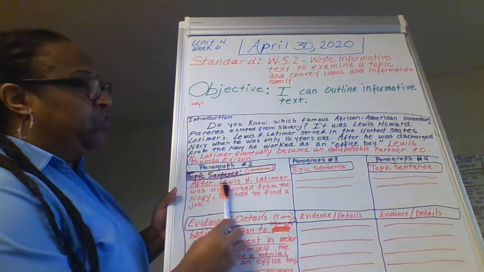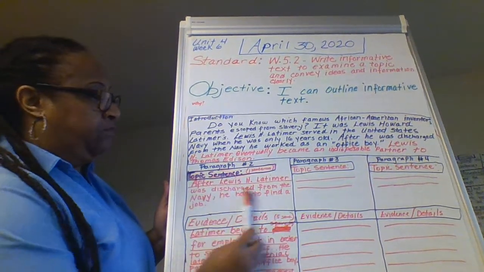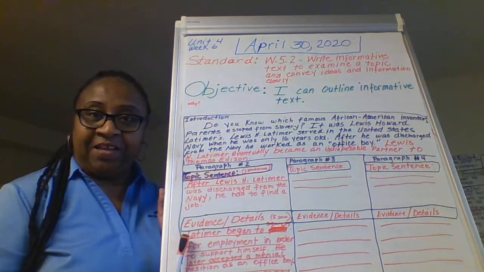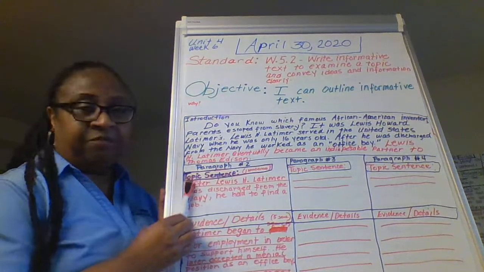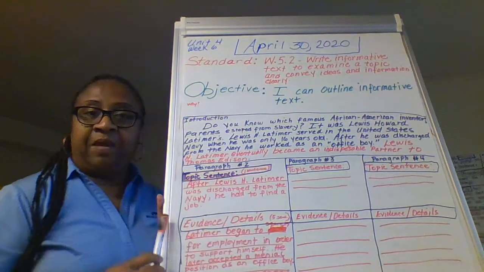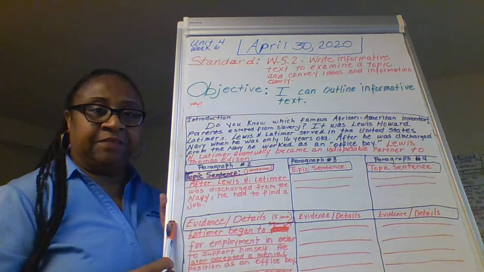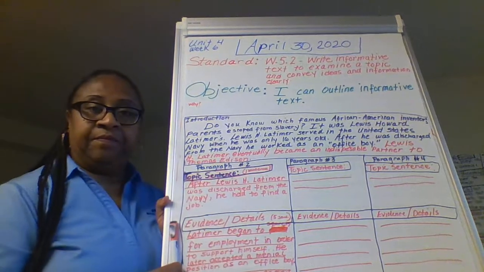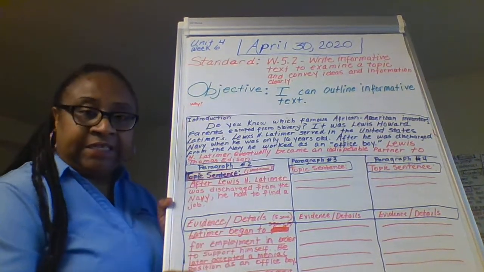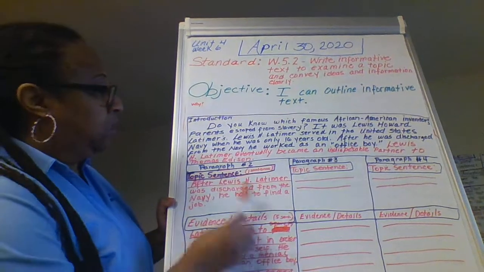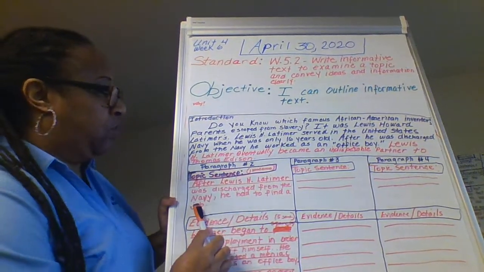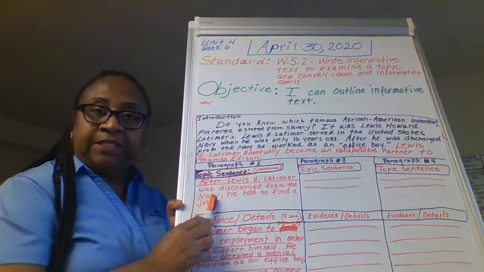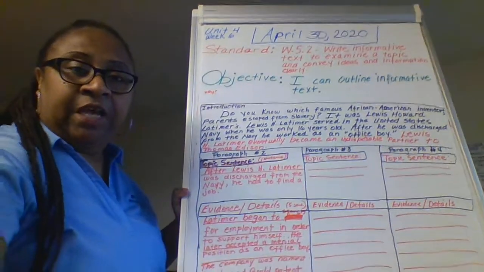It says, after Lewis H. Latimer was discharged from the Navy, he had to find a job. Okay? So this is my second paragraph I'm writing. That's my topic sentence. Now, after I give the topic sentence, I want to give details about him having to find a job after he was discharged. So now I'm going to support this topic sentence, and this is how it will read.